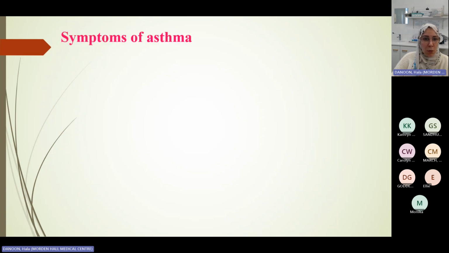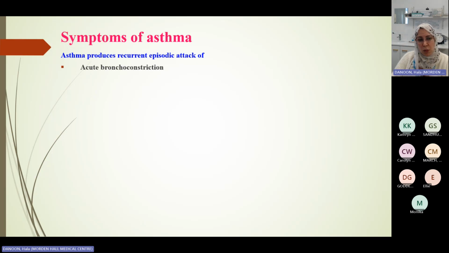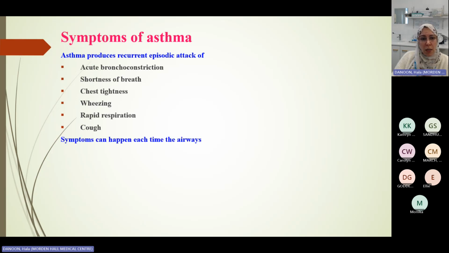That leads us to the symptoms of asthma. Asthma produces recurrent episodic attacks of acute bronchoconstriction. Patients will suffer with tightness in their chest. They are struggling to take a breath. They can have chest pain as well, wheezing and rapid respiration. Cough is a main symptom that can help us get a clinical idea of what's going on through history taking. The symptoms can happen each time the airways are irritated by an inhaled irritant or allergy. These symptoms can be significant for patients with brittle asthma.